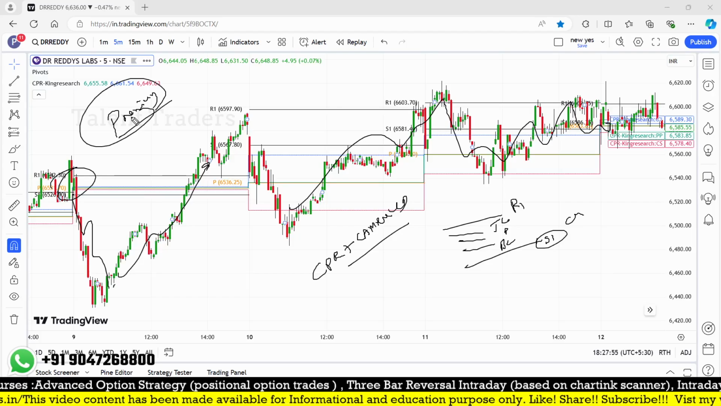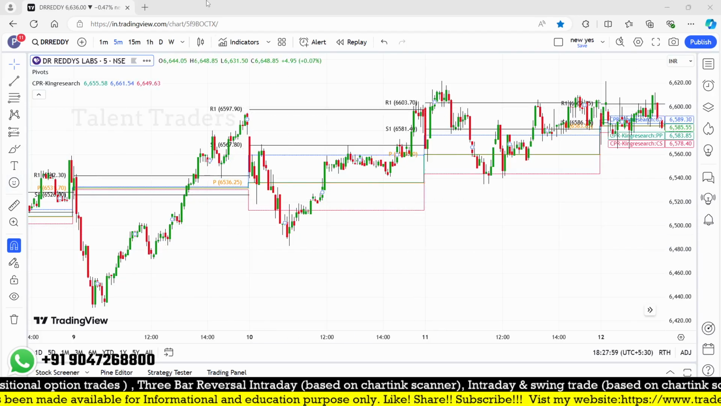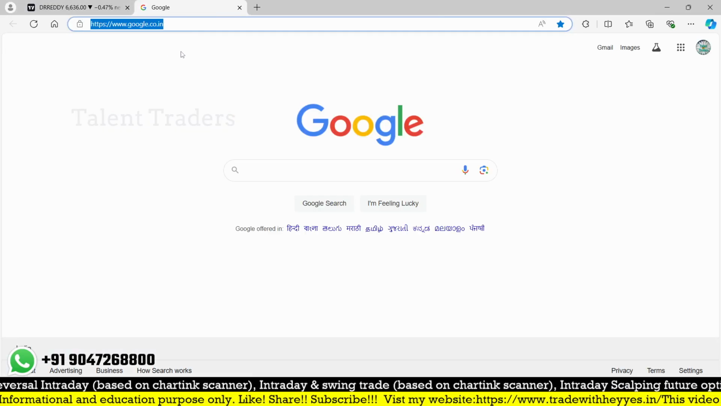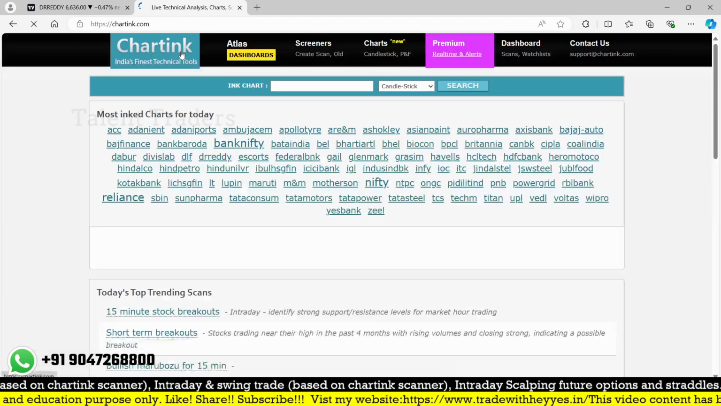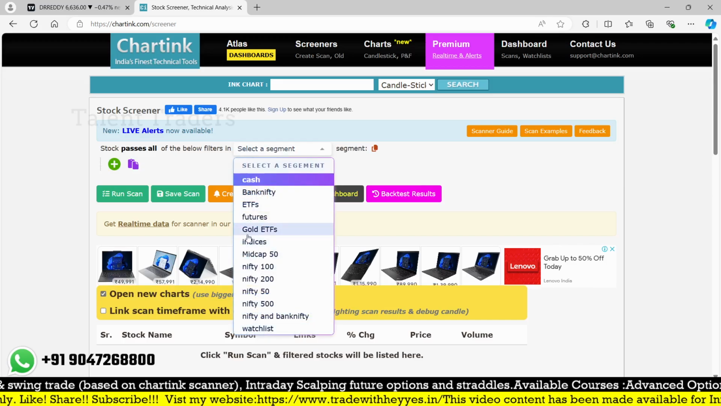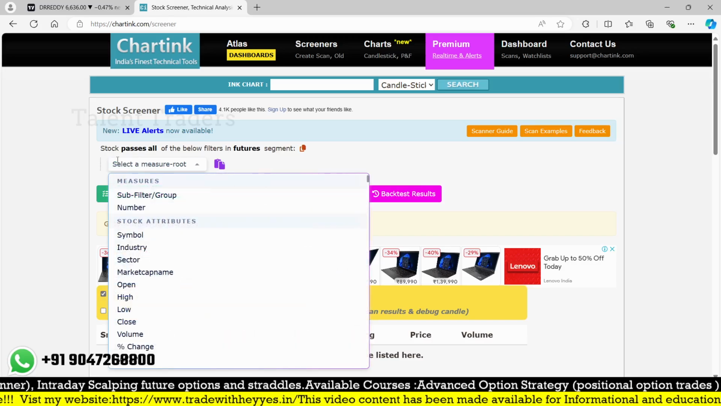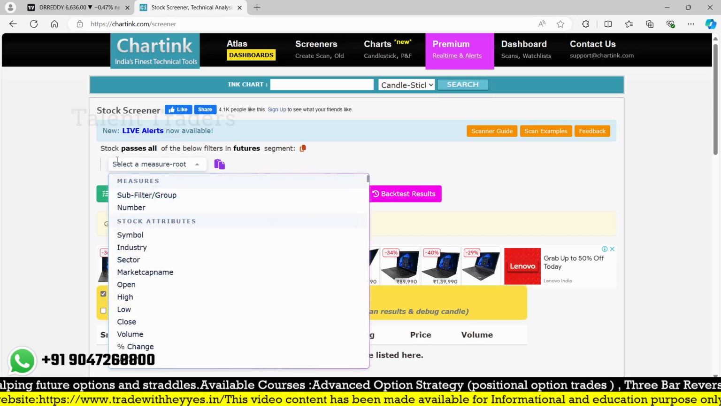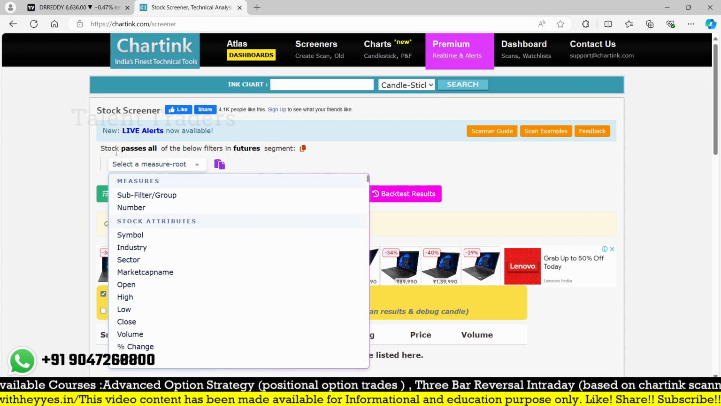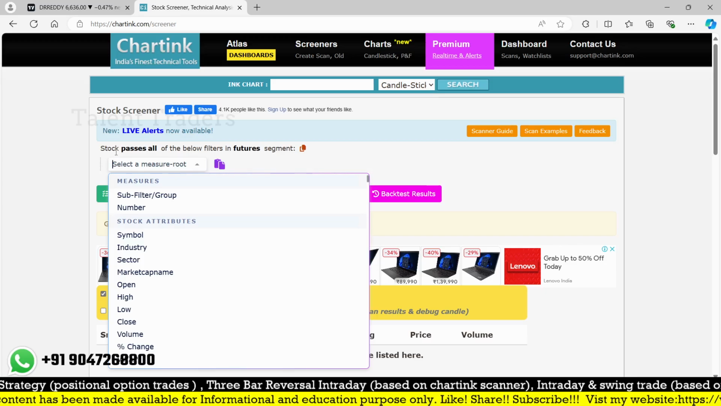So let me try to create the scanner, and that will work for intraday trading. Purely this is an intraday scanner, so I'm creating it within charting. This indicator is not available by default in charting, because it is a customized indicator which I have created. The most important thing we need to check is TC and BC.